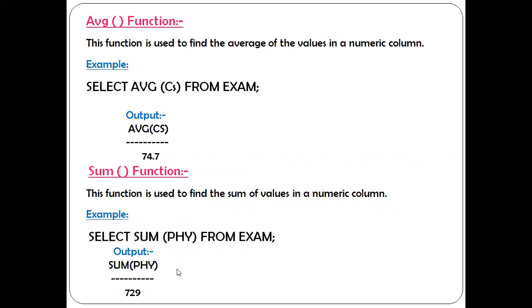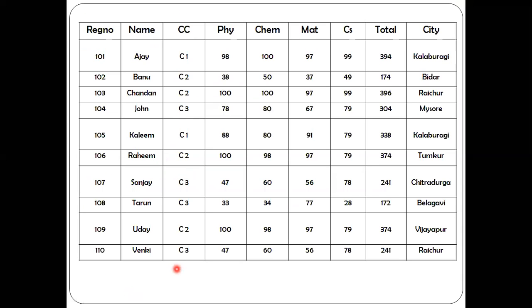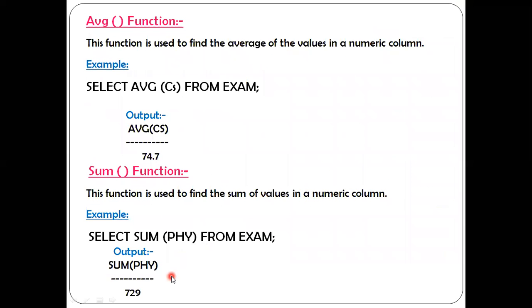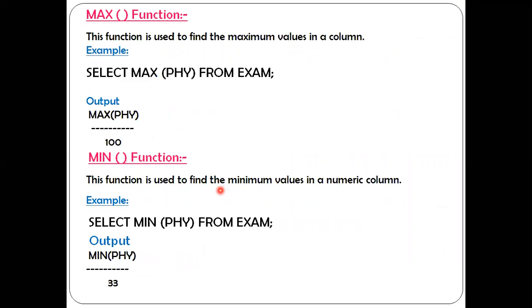I'm going to get the answer as 729. Have a look at this. You should take the calculator and just press the figures: 98 plus 38 plus 100 plus 78 plus 88 plus 100 plus 47 plus 33 plus 100 plus 47. We'll be getting the answer as 729. Only physics marks you are adding. Got the point? Next one.